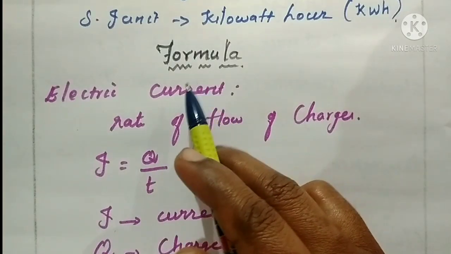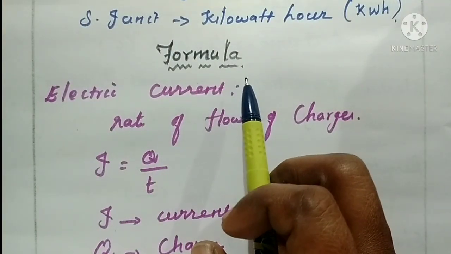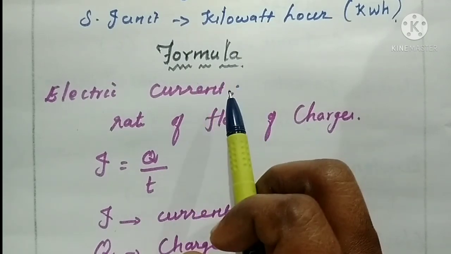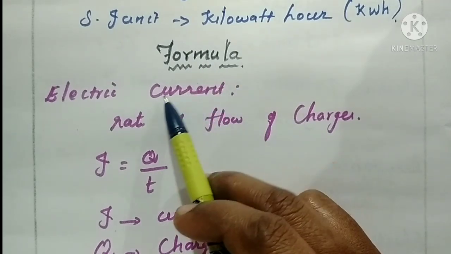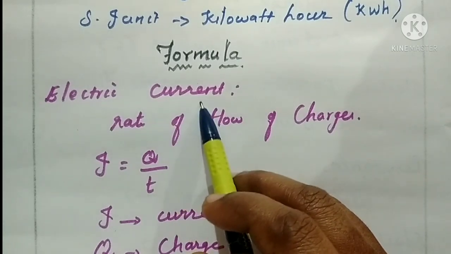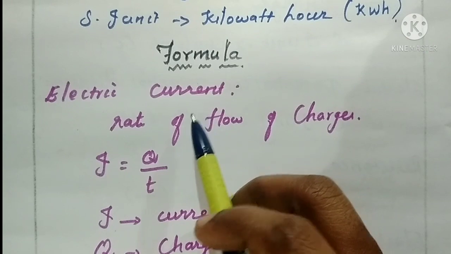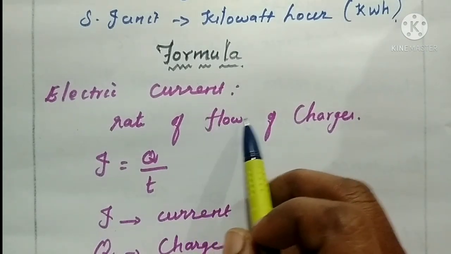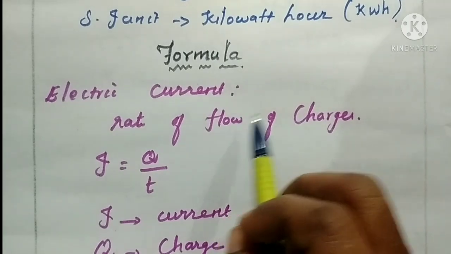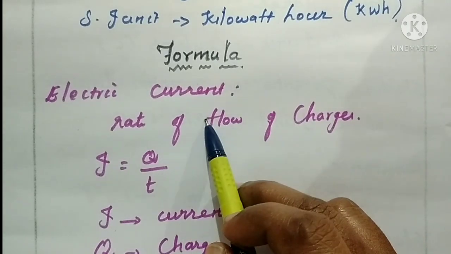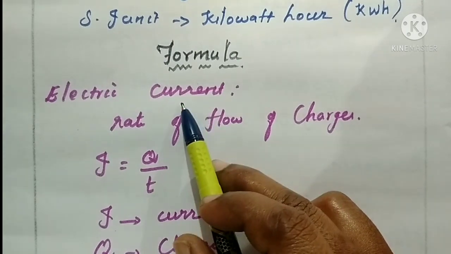Now we are going to learn some of the important formulas. It will be useful for doing sums. First one, electric current. What do you mean by current? Rate of flow of charge is called current. That means the charge flowing per second is called current.